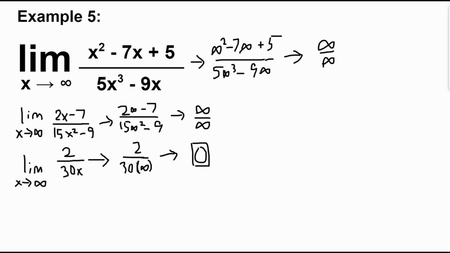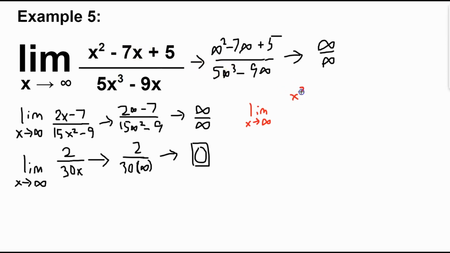So what's the other way we could have solved this? Well, I'm going to do it right here in red. Whenever you take the limit of a rational function like this, and specifically when x approaches infinity, you can divide the terms in the numerator and denominator by the highest power in the denominator.